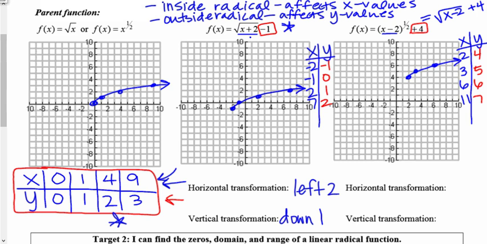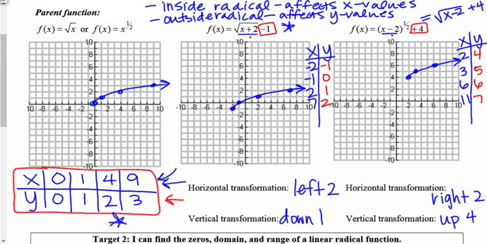Okay, so horizontal transformation, I shifted to the right 2, remember opposite of whatever my transformation was there. So I went right 2, and then I went up 4, based on my transformations on my y's.